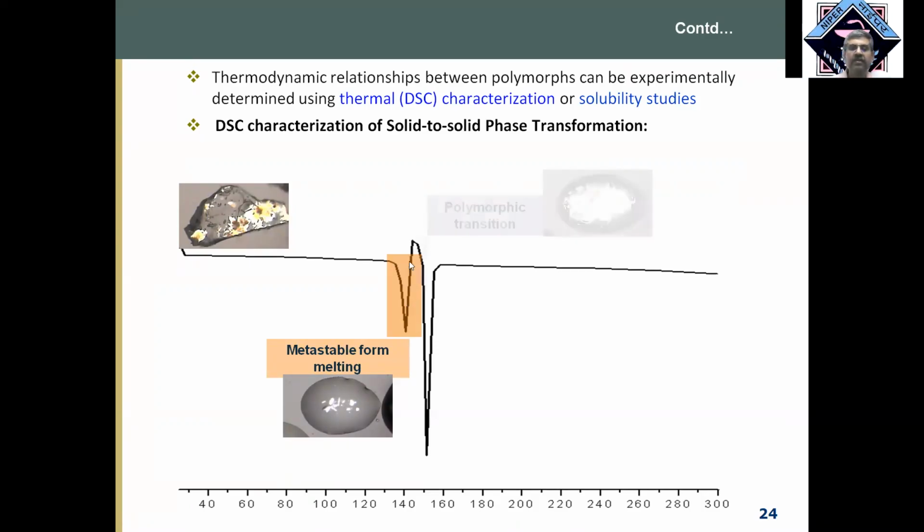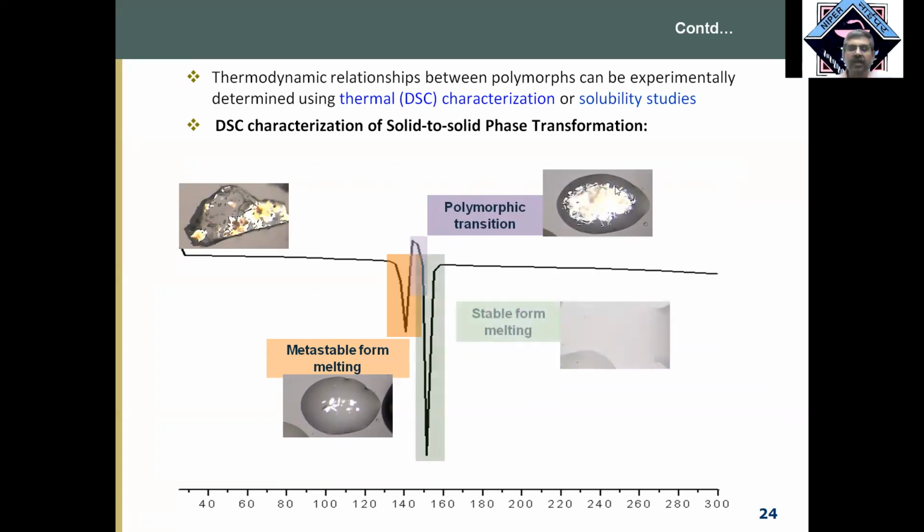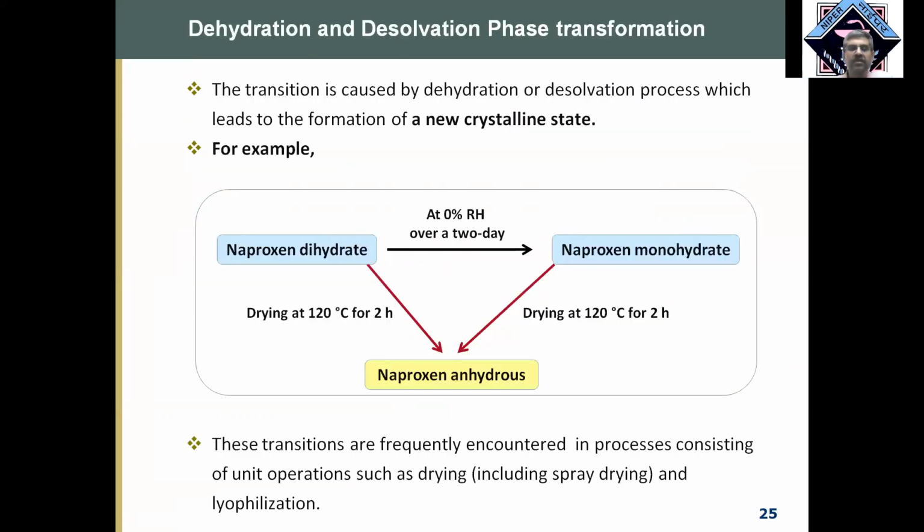This melting is followed by polymorphic transformation as shown by this exothermic event. So there is a formation of the new stable phase which will ultimately melt. So this is the stable form's melting shown by this endothermic peak. So these are the pictures that have been taken by hot stage microscopy to capture the changes that are taking place during the phase transformations.